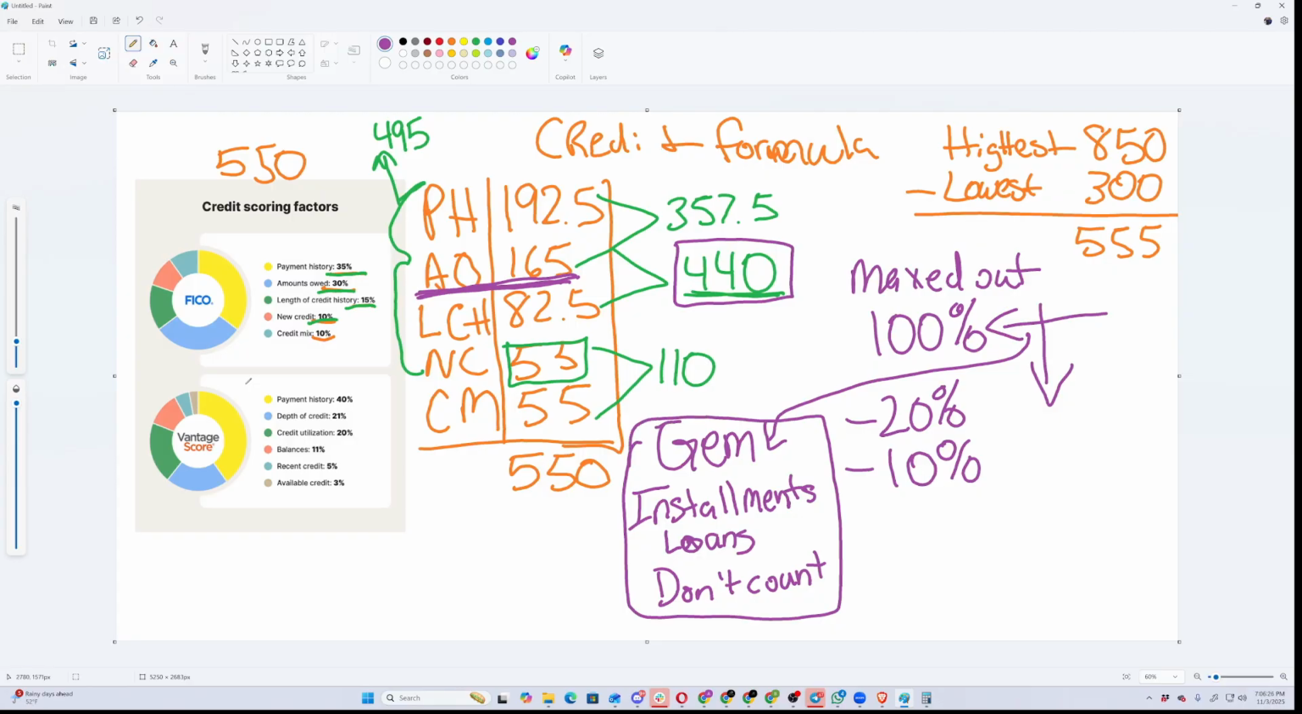Huge gem. Companies that you can get installment loans for with bad credit: Best Egg, SoFi, Funbox. Take a look at those companies.